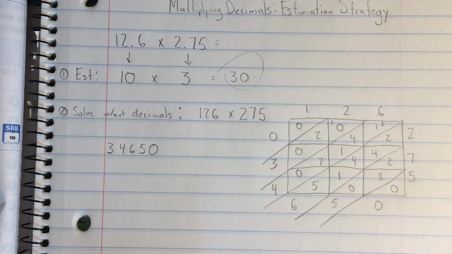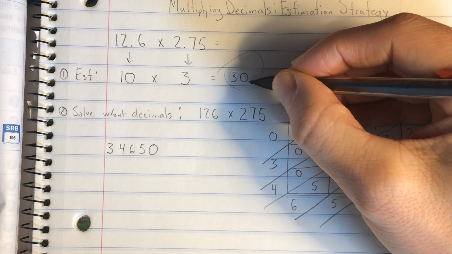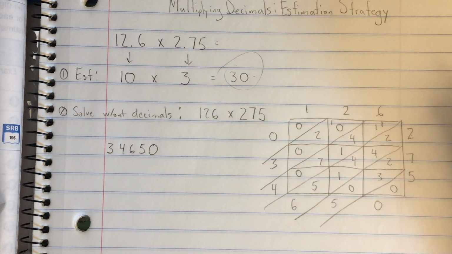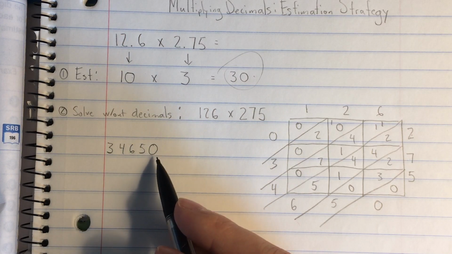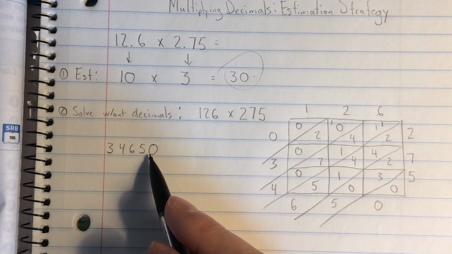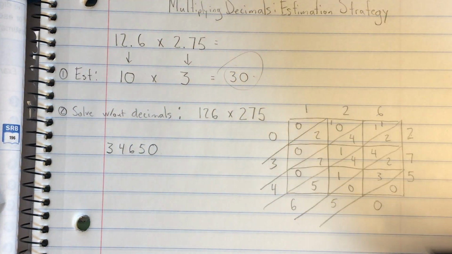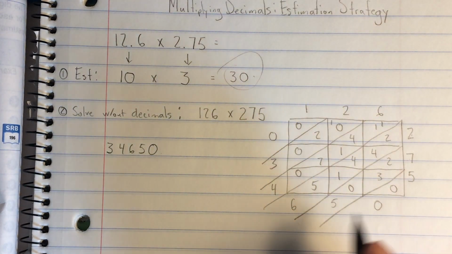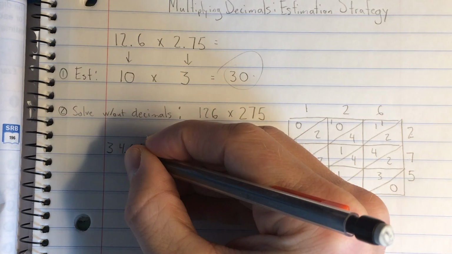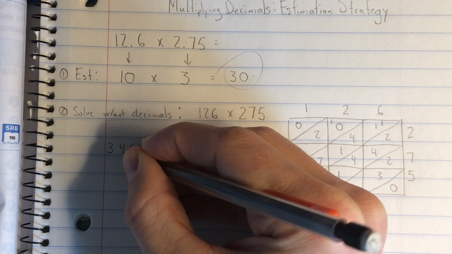So here's the beauty of the estimation strategy. Just like our previous lesson, which I believe was 6-8, if you look at your estimate, which is 30, we can take our real answer and decide which decimal place would make the most sense, which would get us closest to our estimate. Again, right now we're at 34,650. But there is one spot. If we put a decimal right here, what do we have?